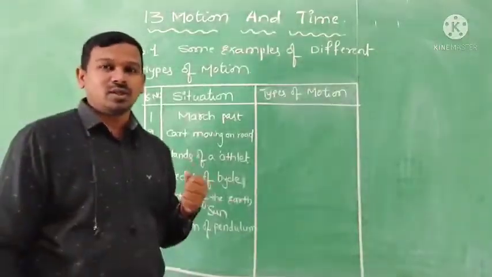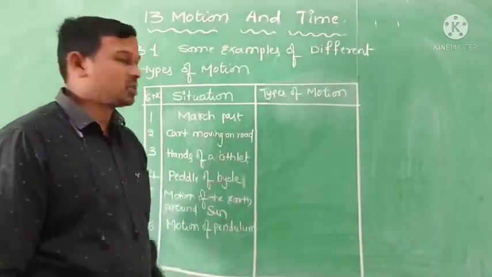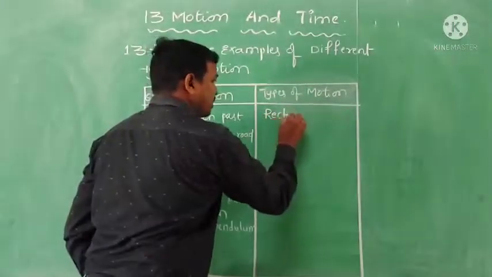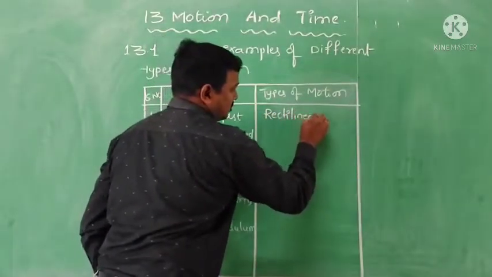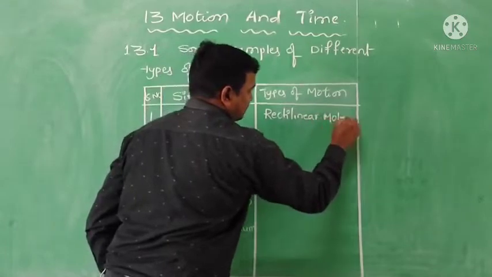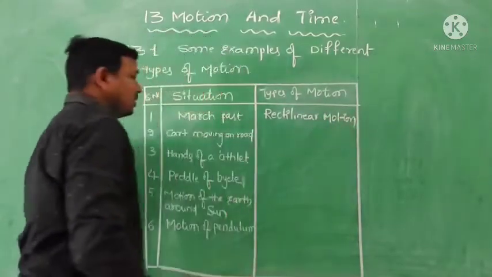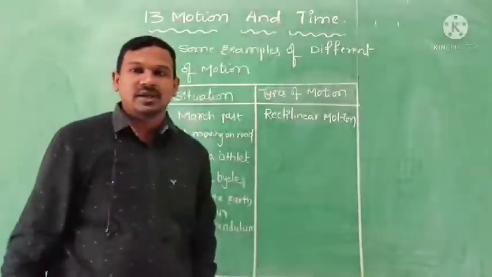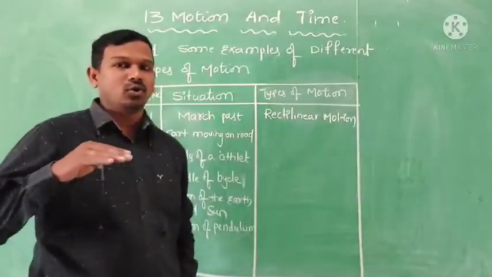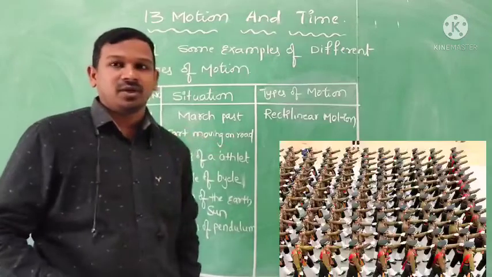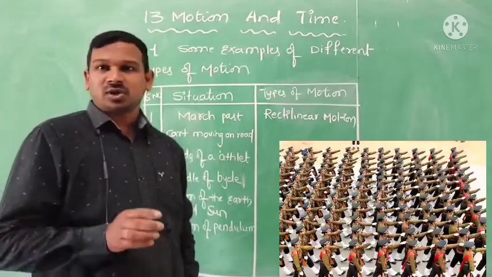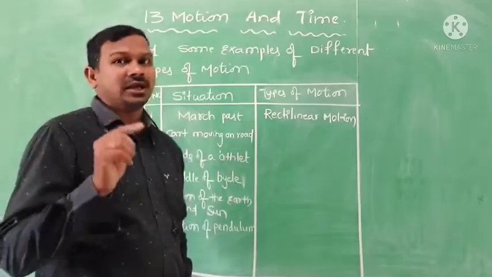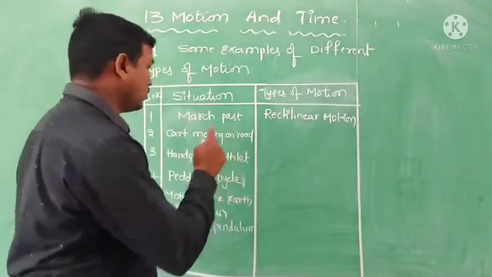The soldiers who are doing the march fast, what type of motion is it? It is a rectilinear motion. Why can we call march fast a rectilinear motion? Because the body goes in a straight line direction without any interruption, not taking any curves. The body which follows a straight line direction, that type of motion we call a rectilinear motion.